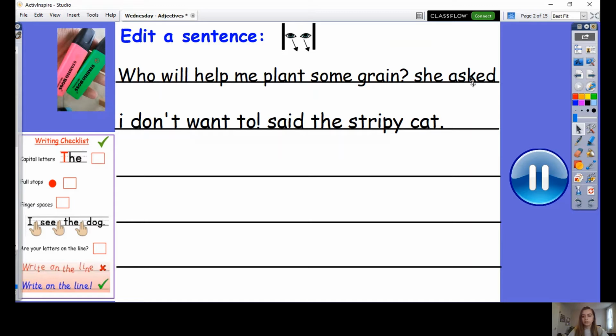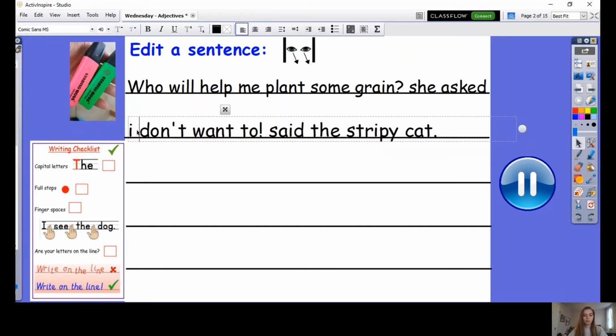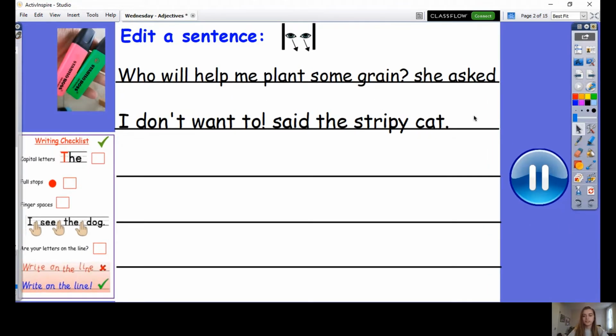That was our first sentence. Let's look at our second sentence. Does the word I have a capital I? No, we need a capital I. Does cat need a capital letter? No, because it isn't their name, it's just an animal. So we have all our capital letters. Let's take that off our writing checklist.